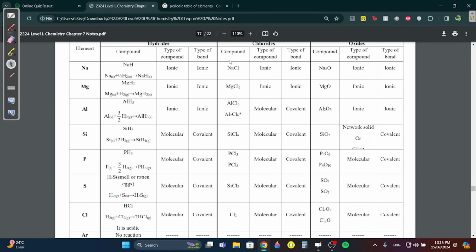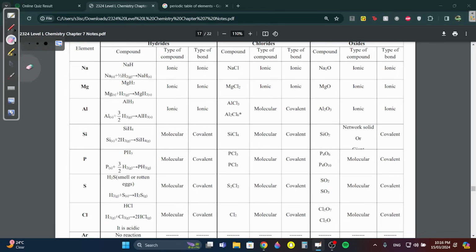Now with the chlorides, Na plus Cl minus, you get NaCl, Mg2 plus and Cl minus, you crisscross, becomes MgCl2. This is the exception you need to memorize. What's different about this? First, Al3 plus and Cl minus, if you crisscross you do get AlCl3. So there's nothing wrong. But the exception you have to know is Al2Cl6.